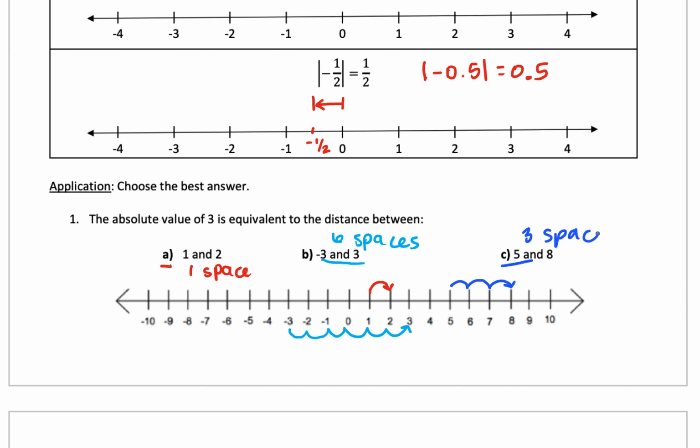So now that we've counted the distance between all 3 of those options, the question had said the absolute value of 3 is equivalent to the distance between. So some words that pop out here. Well, the absolute value of 3 would be written like this. When it says equivalent, we want to set it equal to something. Now think back to what we just learned at the beginning of the video. What is the absolute value of 3? It's 3. The only set of numbers here that had a distance of 3 between them was option C, 5 and 8. There was 3 spaces between them, so its distance between 5 and 8 is equivalent to the absolute value of 3.